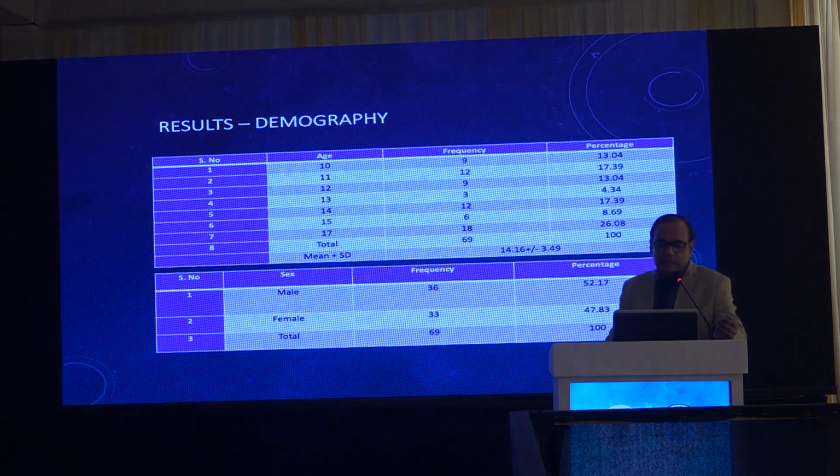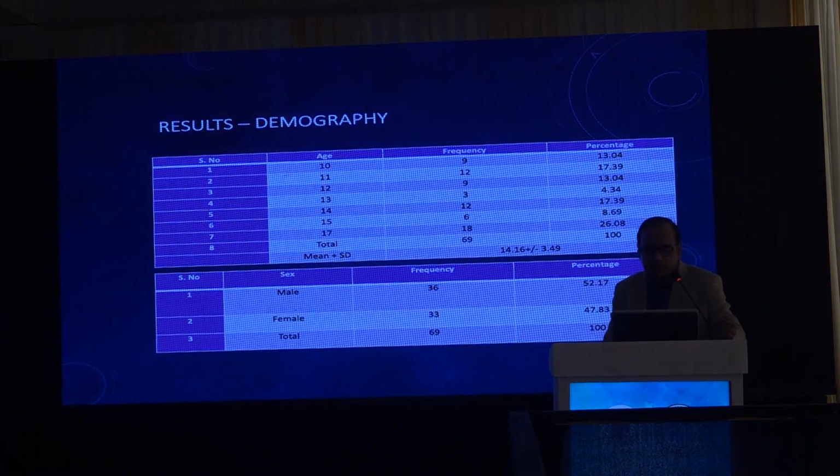So these were the results in demography. From 10 to 17 years, there were 69 patients in all, with an equal female to male ratio.